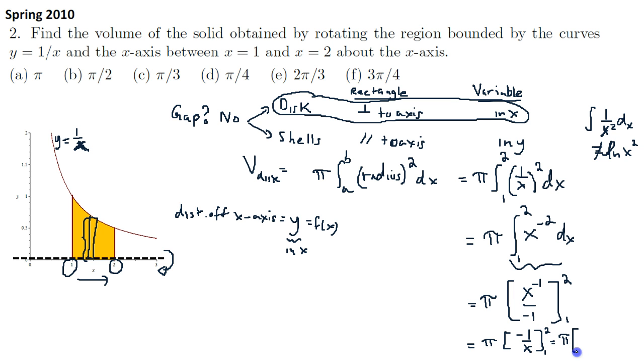Negative a half upper limit, and then lower limit is a negative 1. So that's like saying plus 1, and the difference between these would be a half. The answer to the question is pi over 2 units cubed. That's the volume of that three-dimensional shape that will be generated by rotating this region.